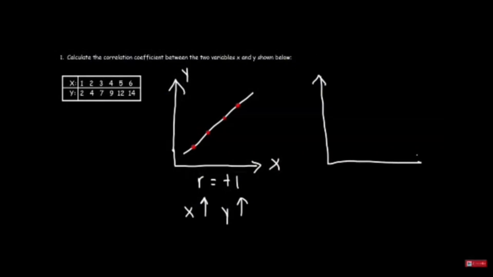Now here's another scenario. Here we have points on the line, but notice the line is going down. And so the correlation coefficient will be equal to -1. As x increases, y decreases. And so in that case, we have an inverse relationship.